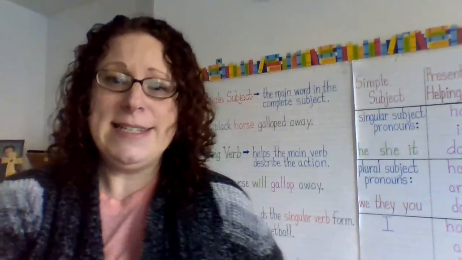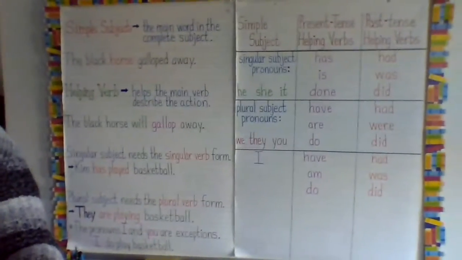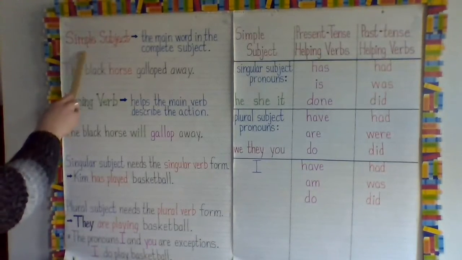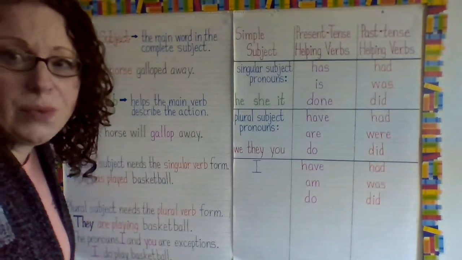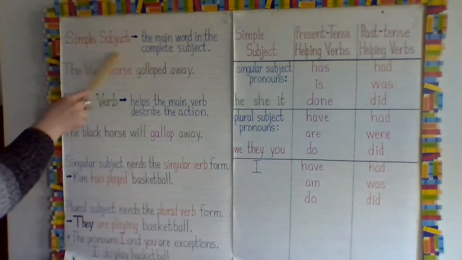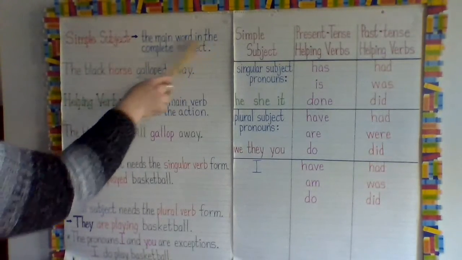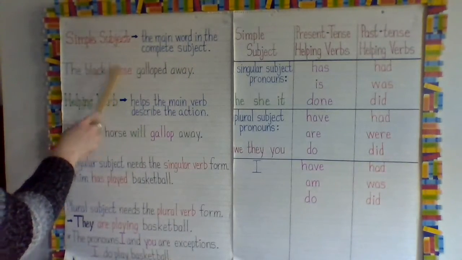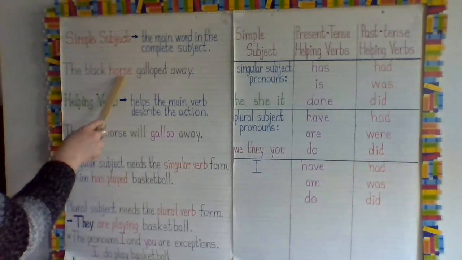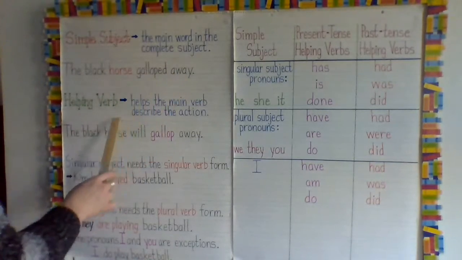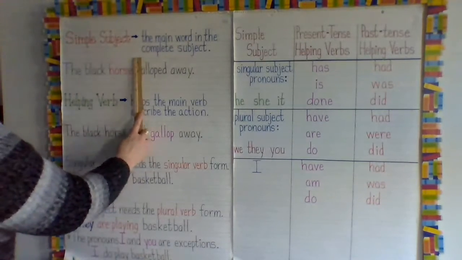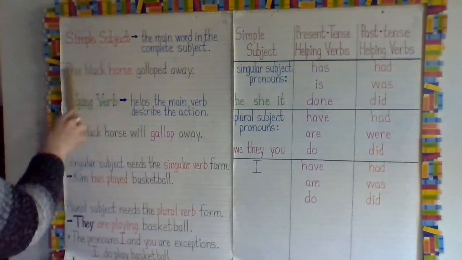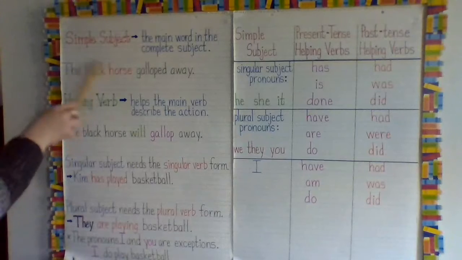So I'm actually going to disappear off the screen and show you the first anchor chart. We're just doing this one for right now. I want to review a simple subject with you, only because this ties in with the lesson and what we're doing in your workbook page. A simple subject is the main word in the complete subject. Here's my example: the black horse, notice the colors are the same, my simple subject, galloped away. The complete subject, remember we would draw that line there, would be the black horse, but they just want the main word in this part of the subject.